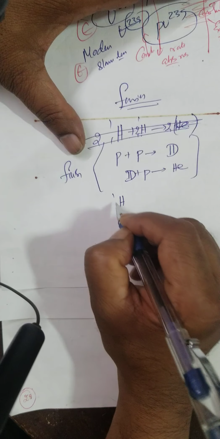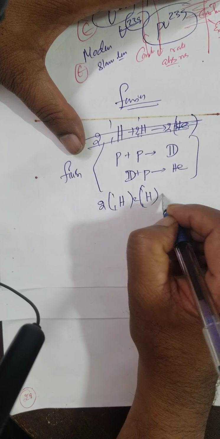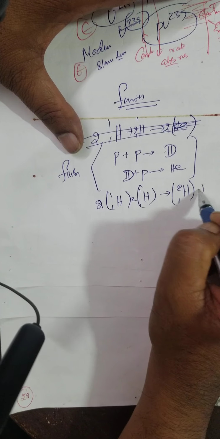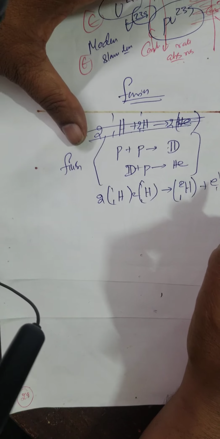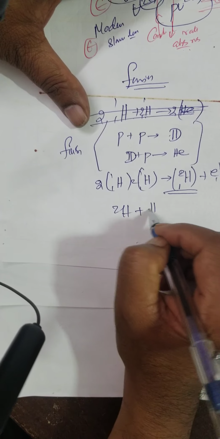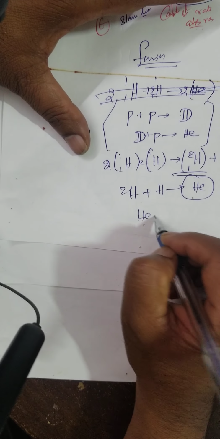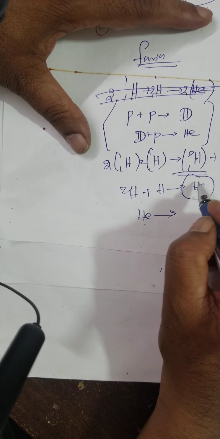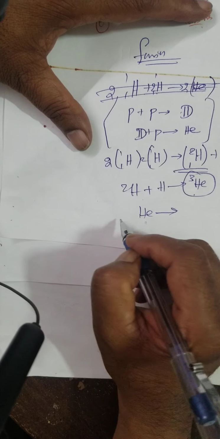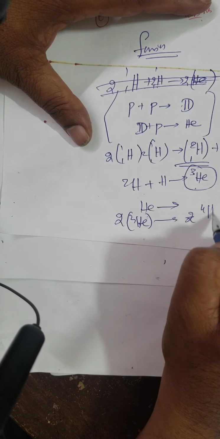So for the proton cycle you have to write like this: one proton plus one proton gives one deuterium, deuterium is 2 and 1, plus one electron comes out. Then this deuterium reacts with one proton and gives helium. Again this helium is a different type, an isotope of helium. Two types of helium become ordinary helium. Like that it comes.